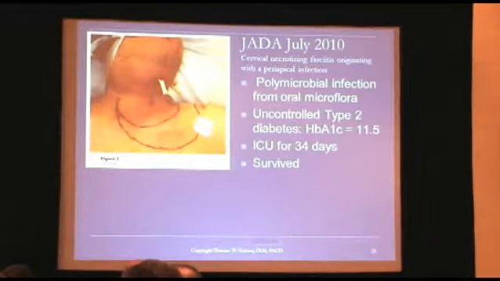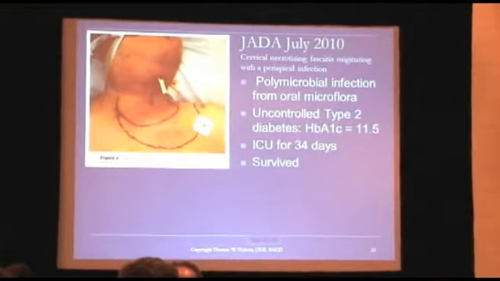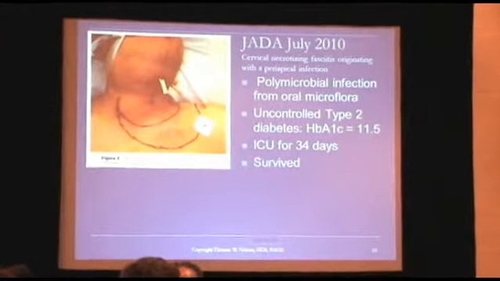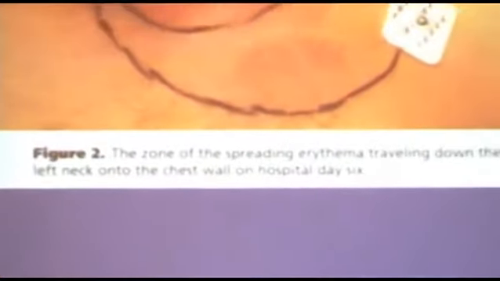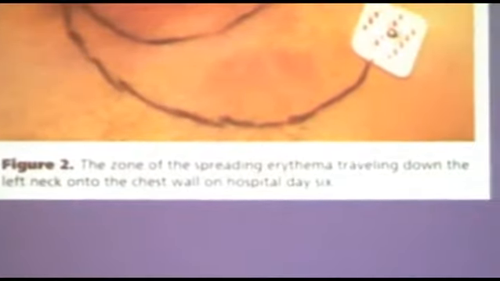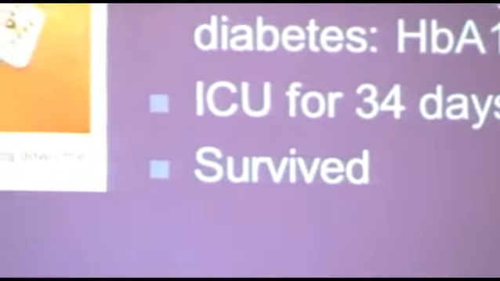He had a single abscessed tooth, and he was an uncontrolled diabetic, with an A1C of 11.5. He did not take the medication that the dentist had prescribed for the acute infection and did not go to the oral surgeon. And he ended up in ICU for 34 days. The good news is the patient survived. Many patients do not.